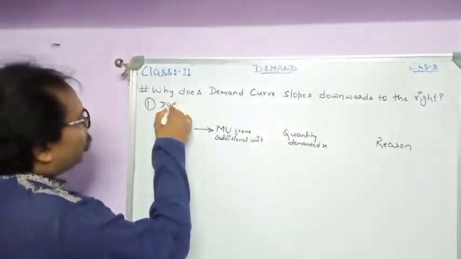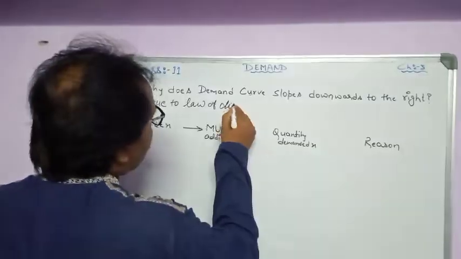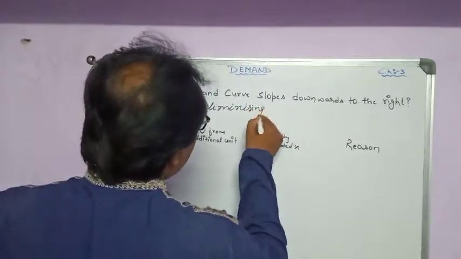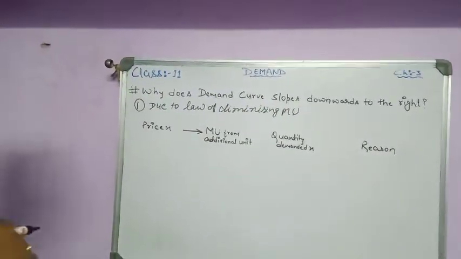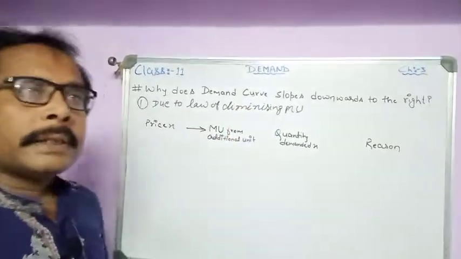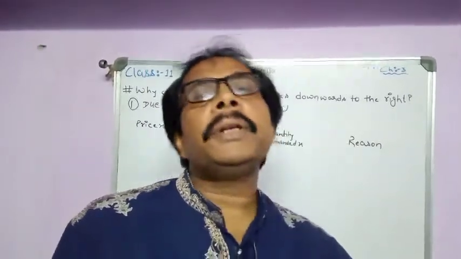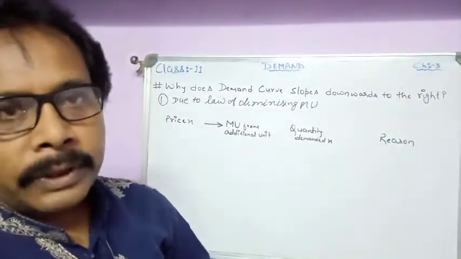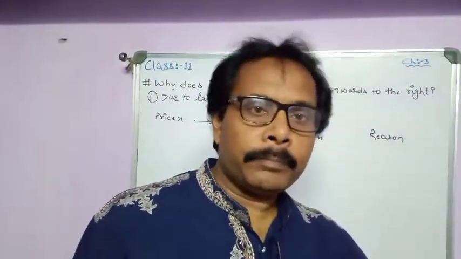Due to the law of diminishing marginal utility. Okay. So what does the law of diminishing marginal utility say? It says that when a consumer continuously consumes any commodity, from each successive unit he gets less and less satisfaction. Is it clear?